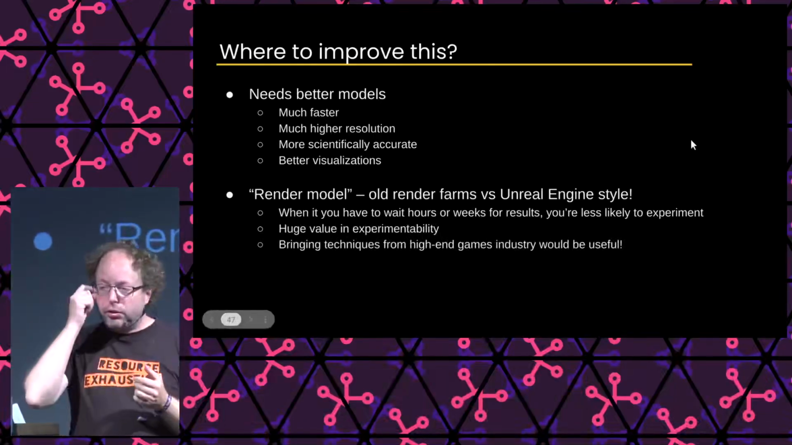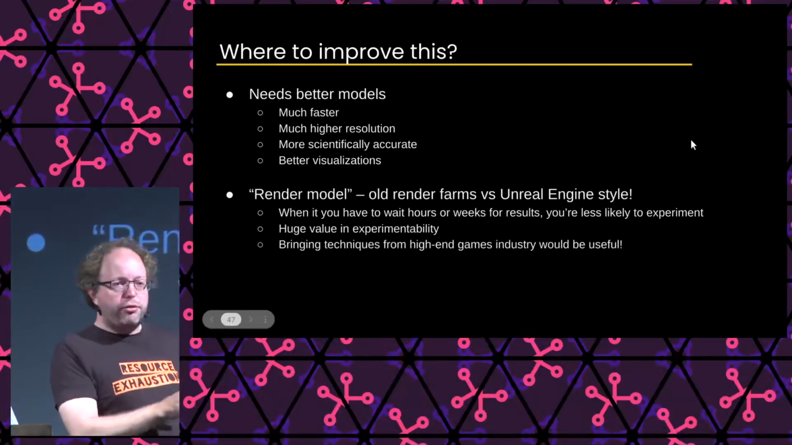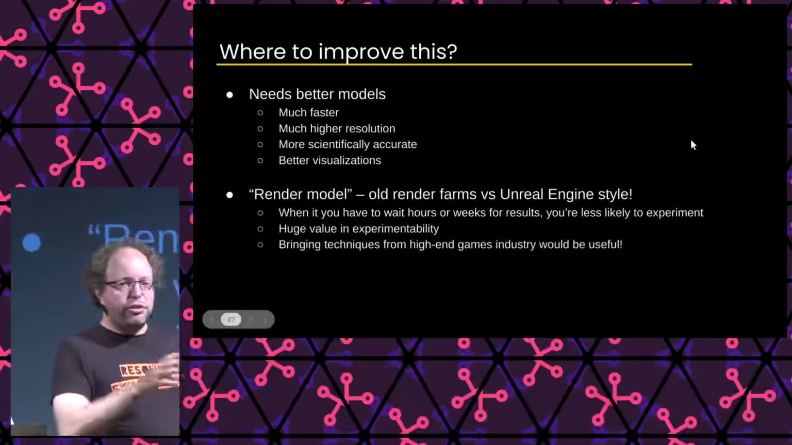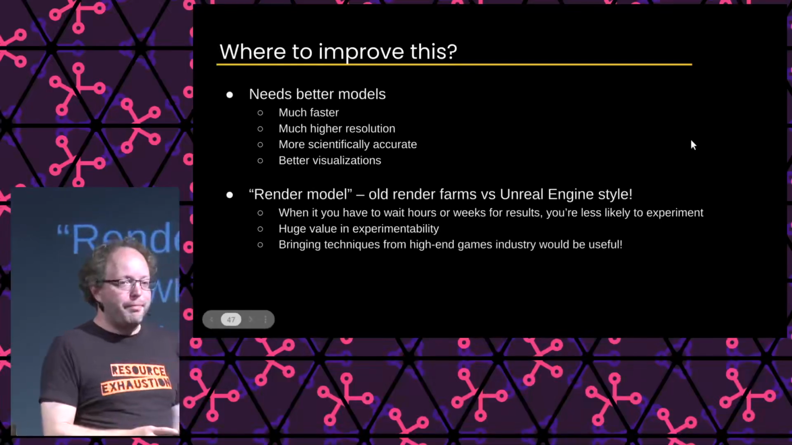All of this stuff is complicated, but I think a lot of the problem with climate science at the moment is that it's being made even more complicated by the fact that the tools are really bad. Okay?